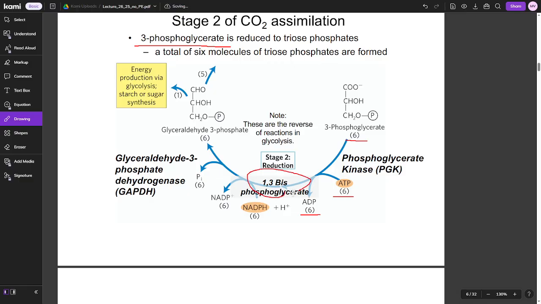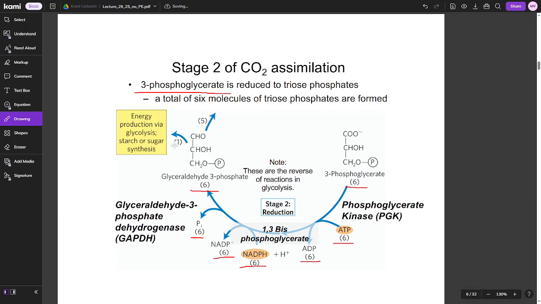We make 6 of these 1,3-bisphosphoglycerates. And then we're going to reduce this into glyceraldehyde 3-phosphate, because remember, a carboxylic acid, like 1,3-bisphosphoglycerate, is more oxidized than glyceraldehyde 3-phosphate. So we put 6 NADPHs in, get 6 NADP pluses out, and 6 Pi's, because we're removing a phosphate and reducing it down into 6 glyceraldehyde 3-phosphates.